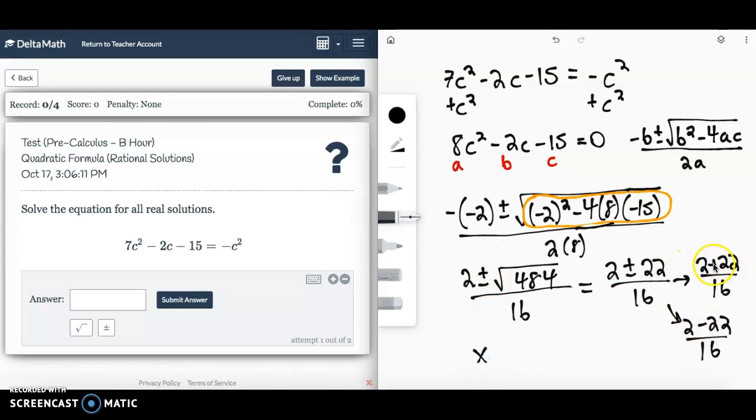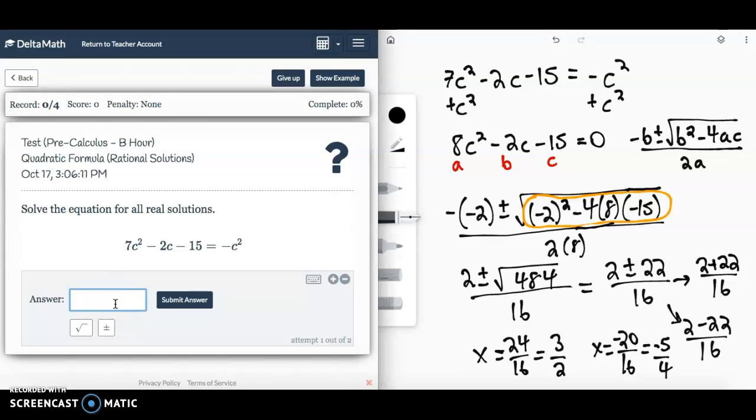So if I did 2 plus 22 over 16, that would give me 24 over 16, or in a more reduced fraction, I believe, 3 over 2, right? They're both divisible by 8. Okay, so one of my answers is going to be 3 halves. The other answer is if I do 2 minus 22 over 16, that gets me negative 20 over 16, which is the same thing as negative, let's see, those are both divisible by 4. So I get negative 5/4 as my other option.